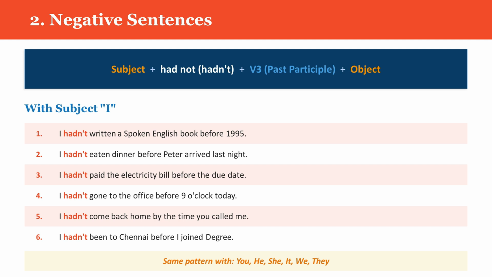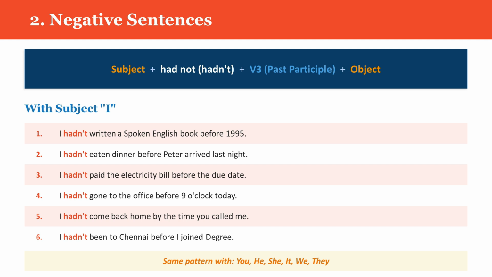Number 1. I hadn't written a spoken English book before 1995. Number 2. I hadn't eaten dinner before Peter arrived last night. Number 3. I hadn't paid the electricity bill before the due date. Number 4. I hadn't gone to the office before 9 o'clock today. Number 5. I hadn't come back home by the time you called me. Number 6. I hadn't been to Chennai before I joined degree.